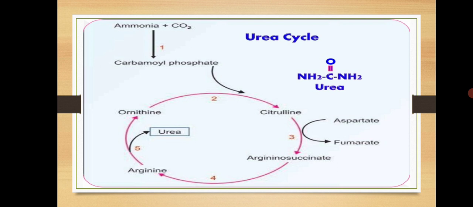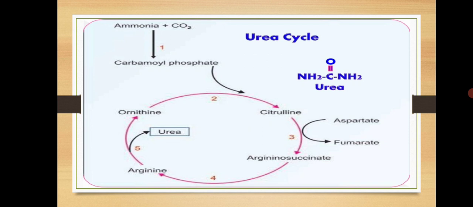Ornithine and citrulline are basic amino acids which are never found in the protein structure. Though they are amino acids, they are never found in protein structure. Why? Due to lack of codons. There is no codon to code these amino acids, ornithine and citrulline, but they play a vital role in the urea cycle.